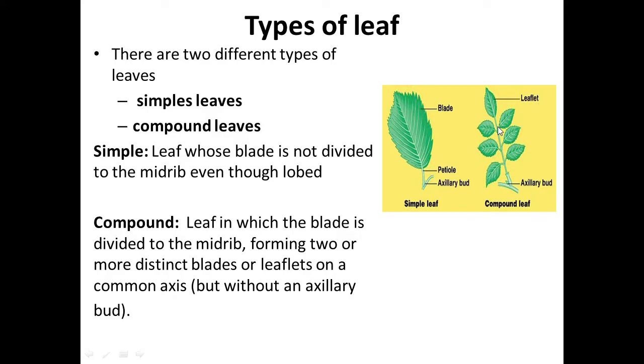Whereas in a compound leaf, these cuts reach the central axis, and these all form the leaflets. And why do we call these leaflets and not leaf? Because the axillary bud is present only here. If an axillary bud is present in the axil of a leaf, then we call it a leaf. But now these are all leaflets, and all the leaflets form the compound leaf.